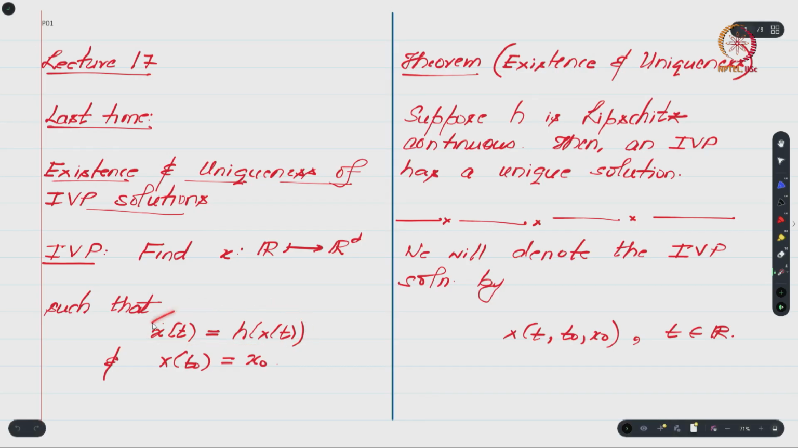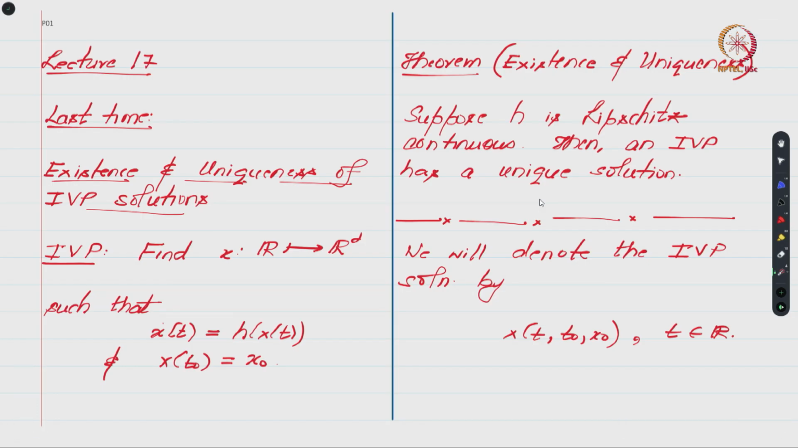So we have been given some ODE, we have been given some initial condition, and we want to find a trajectory which for every time instance t in R gives something in Rd, and the existence and uniqueness theorem said that if your driving function is Lipschitz continuous, then the initial value problem indeed has a unique solution. So notice that this statement makes two conclusions. One is that there exists a solution, and the second conclusion is that this solution that exists is unique.